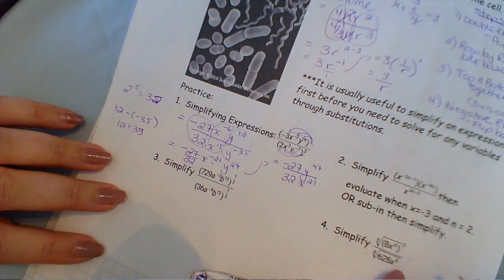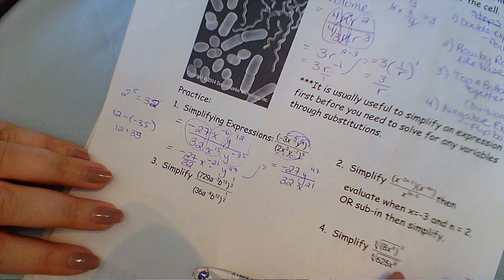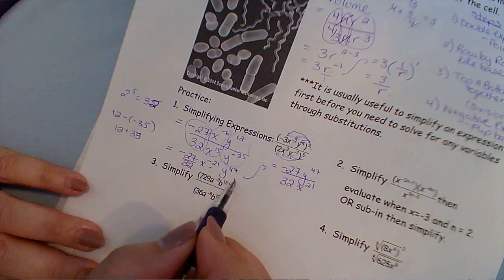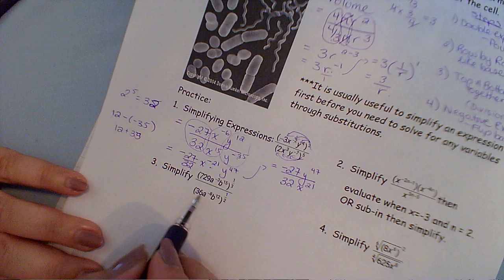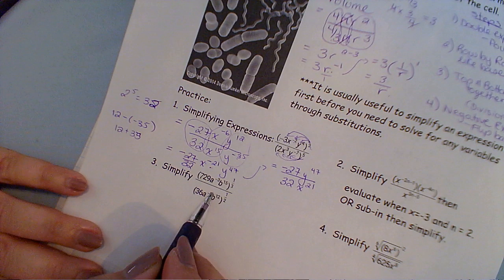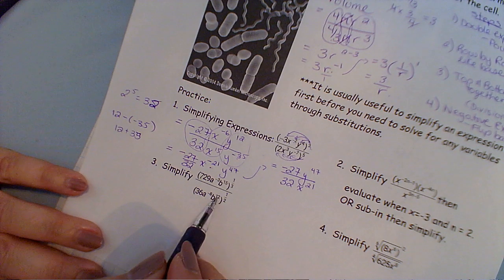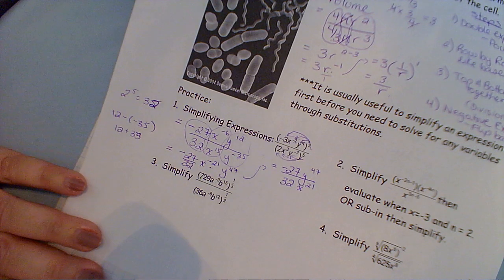Again, we now have these fraction exponents. I know it looks really small here. It says simplify, and then in brackets, 729 a to the negative 3, b to the exponent 15 over 3. On the bottom, in brackets, 36 a to the negative 8, b to the exponent 12, to the exponent 1/2. And you learned that 1/2 means square root by now.